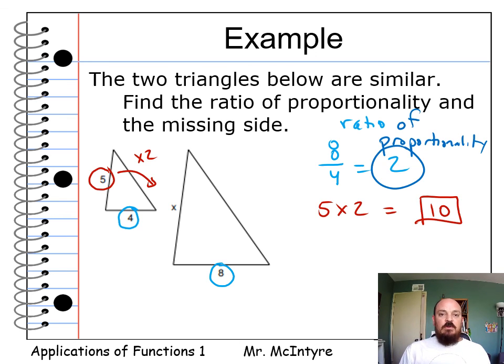So we were doing two separate questions, but really you can't do the second one until you figure out the first one. The first question, we were figuring out the ratio of proportionality. And then the second question, we were using that number to find missing sides within one of the triangles.